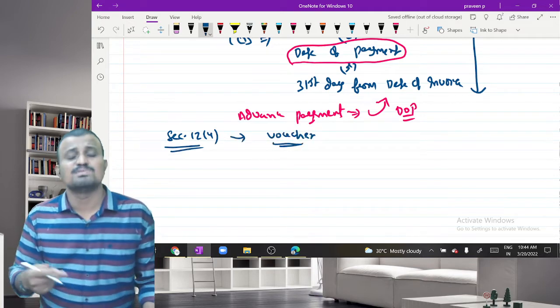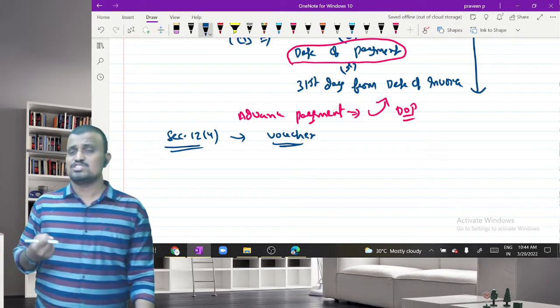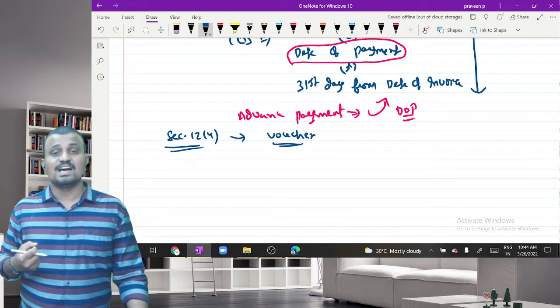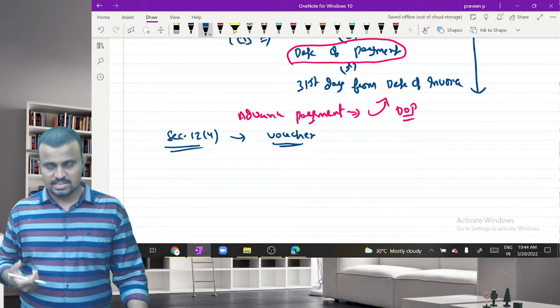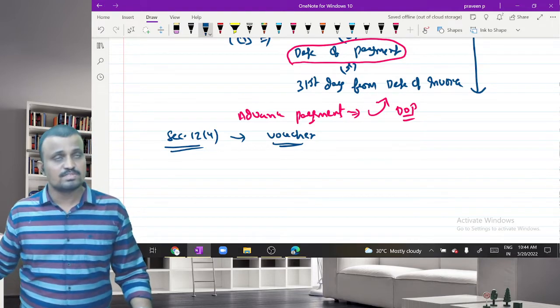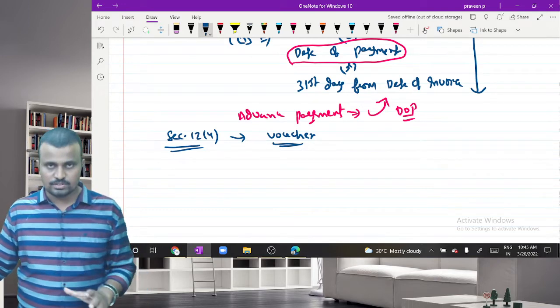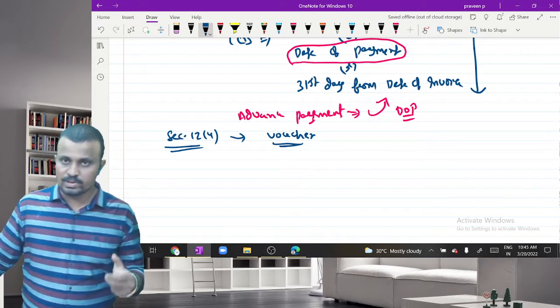First of all, what is meant by voucher? Voucher is nothing but an instrument which is considered as a consideration for part payment or full payment in return for supply of goods or in return for supply of services. Generally, it is nothing but coupons.